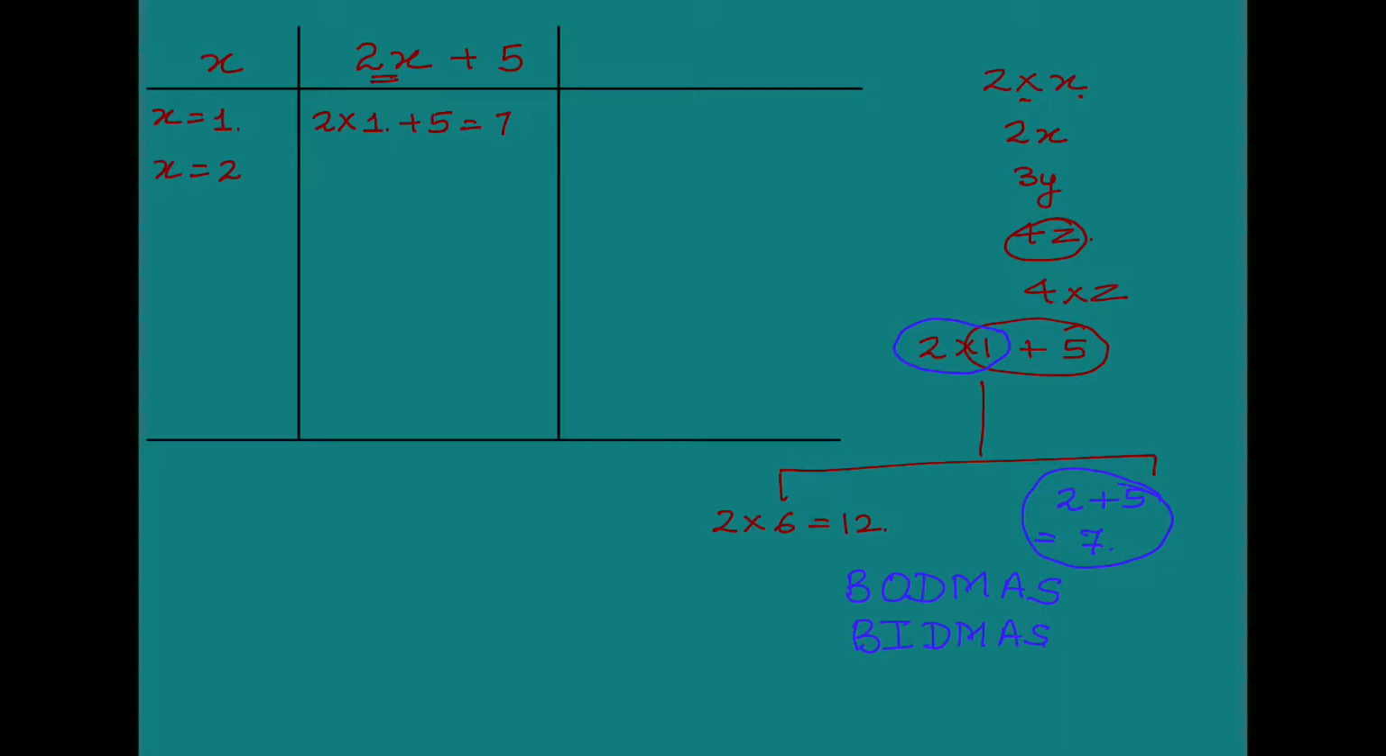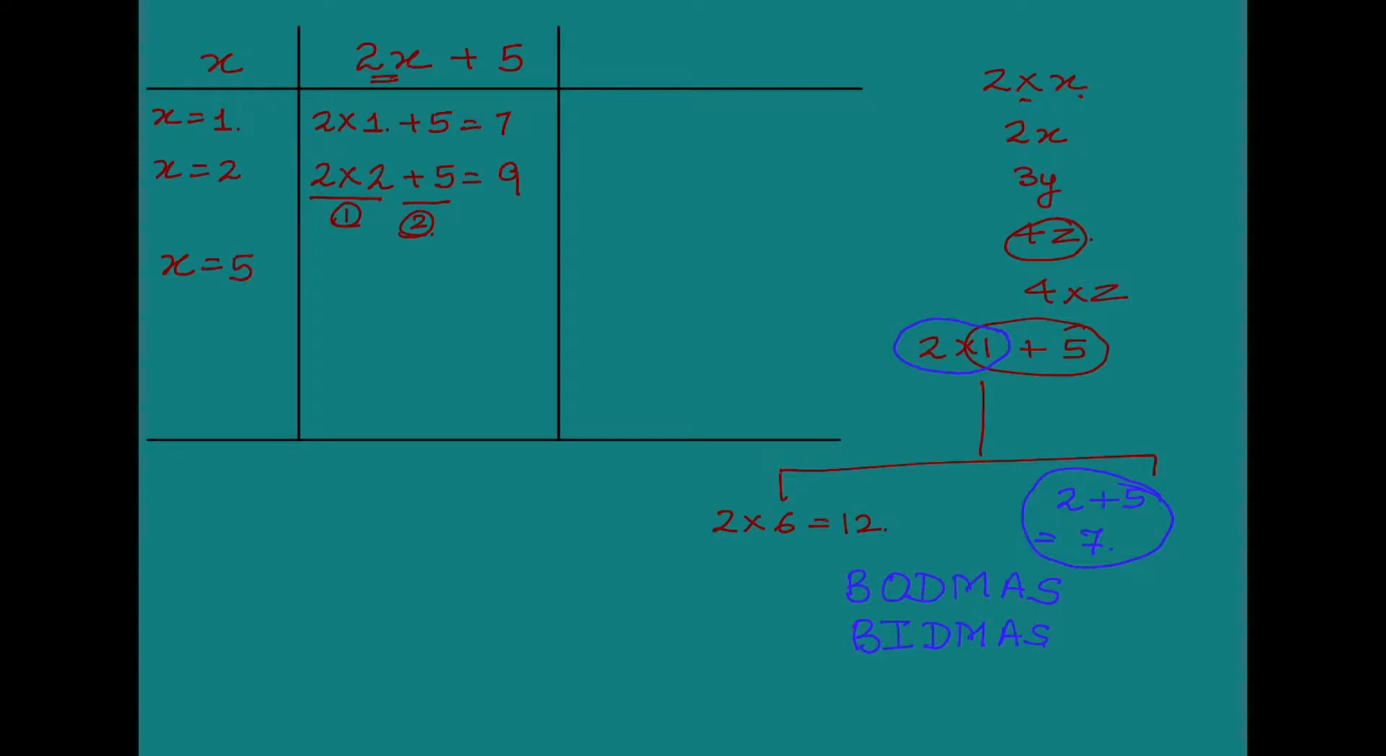Did you calculate? Okay, let's check. 2 times 2 plus 5. What do we get? 2 times 2 is 4 plus 5 gives us 9. Again, we first multiply and then we add. These are the two steps. Now, what about when x is 5?